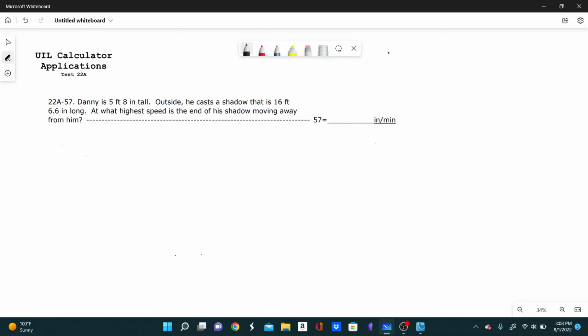Number 57. Danny is 5 feet 8 inches tall. Outside, he casts a shadow that is 16 feet 6.6 inches long. At what highest speed is the end of his shadow moving away from him?